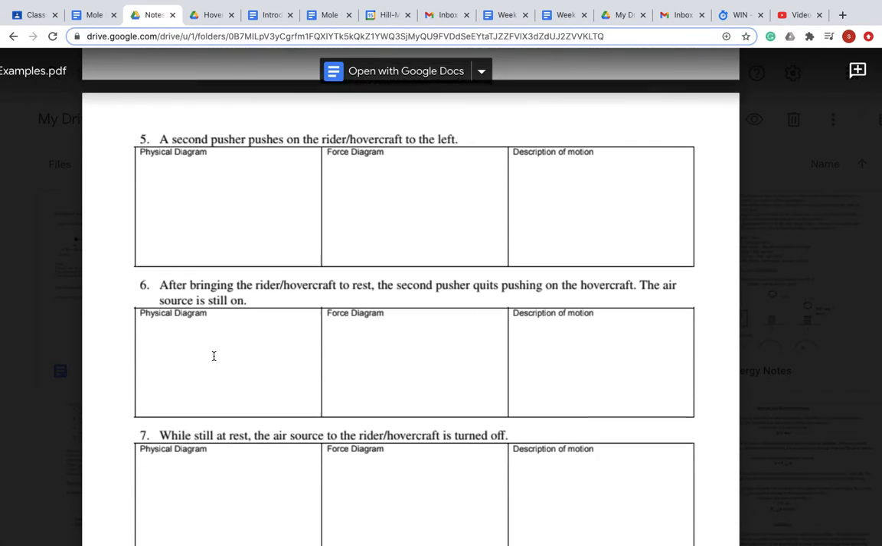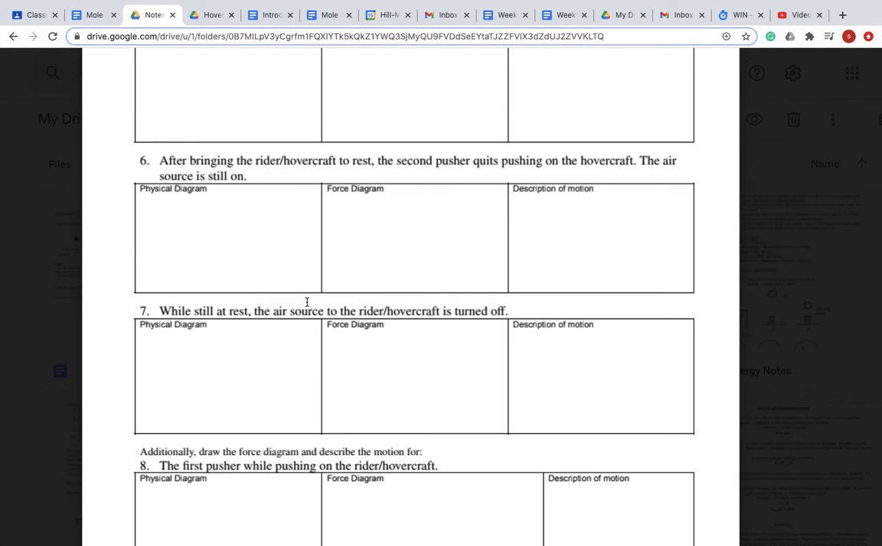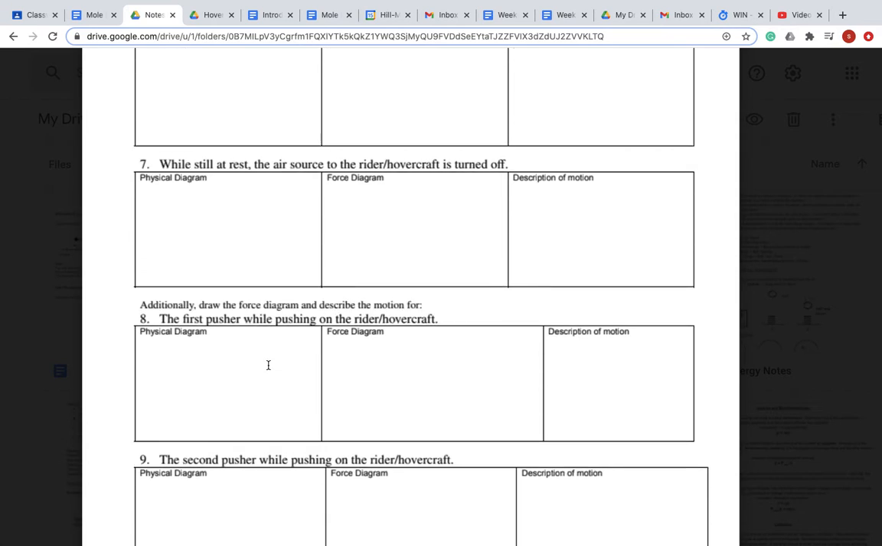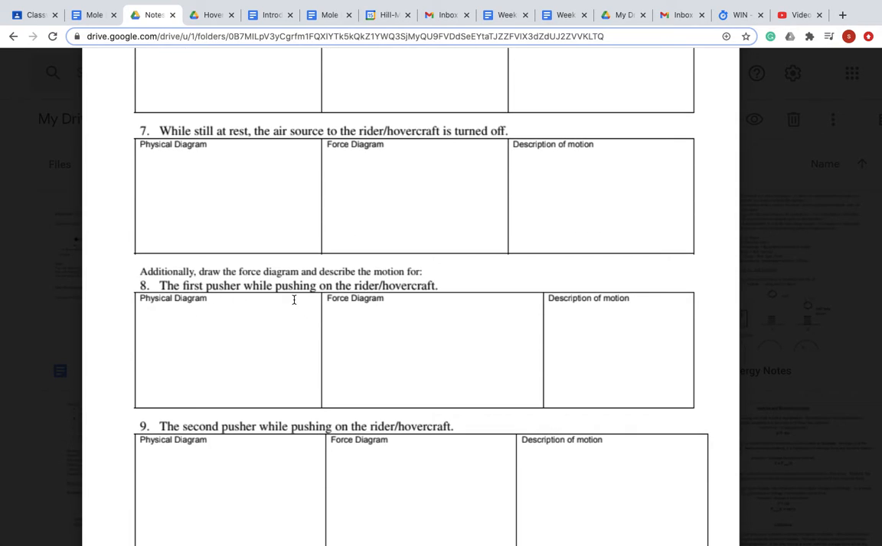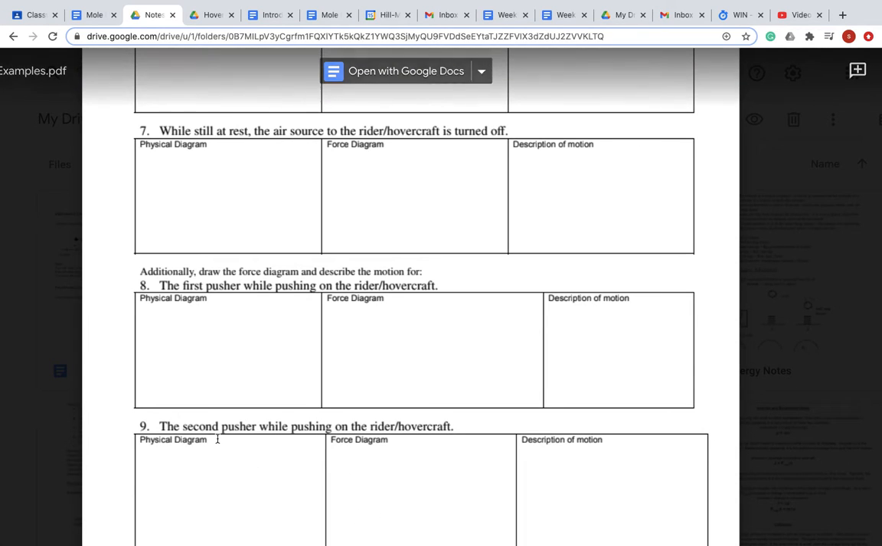But the air source is still on. And then the last one, my 3-year-old is sitting there on the hovercraft with the air source turned off. That's when I unplugged it. And then 8 and 9 is while I'm pushing the hovercraft, what's going on with me as it relates to forces. And then number 9 is my 7-year-old pushing back to stop the hovercraft. What's going on with him related to forces as that's happening.